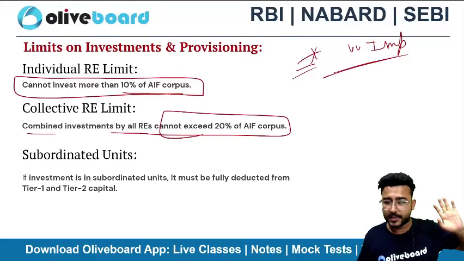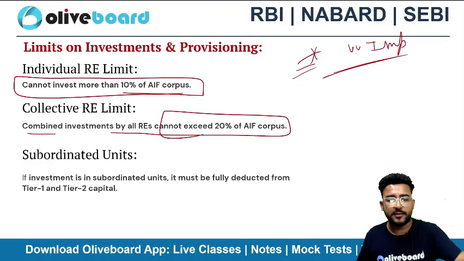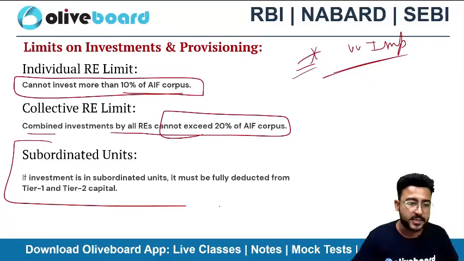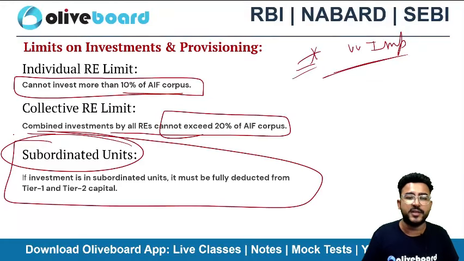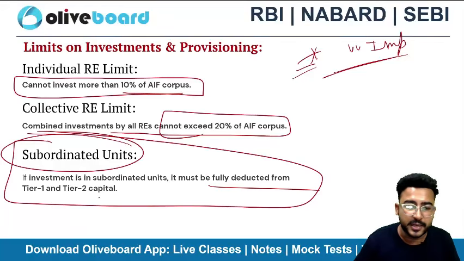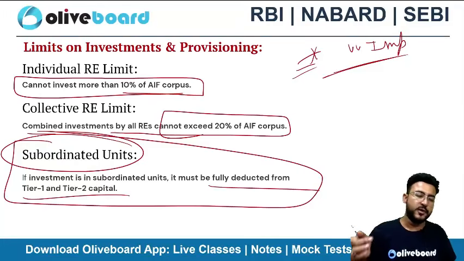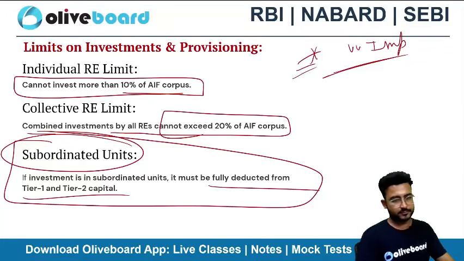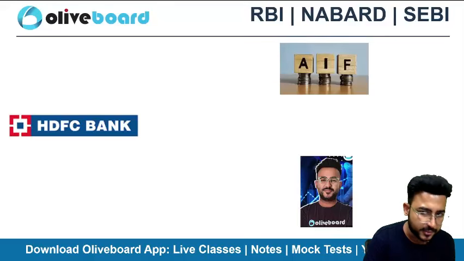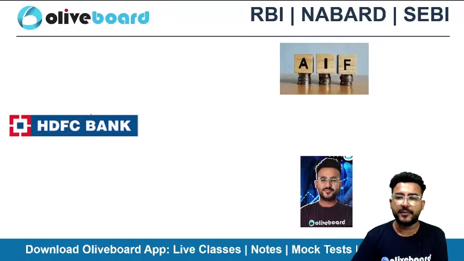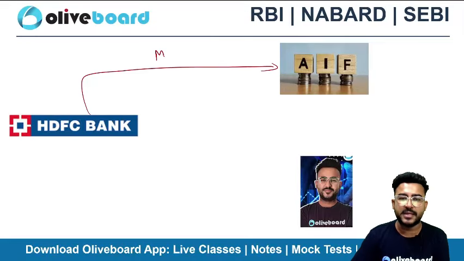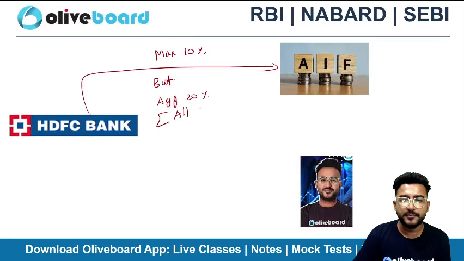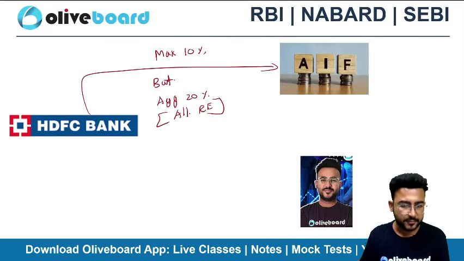That's it. Okay, if a regulated entity has subscribed to some subordinated units of the AIF, you need to fully deduct those subordinated units from tier 1 and tier 2 capital. HDFC Bank investing in this AIF, max limit 10%. But aggregate limit 20%. That means all RE. That's my chart. That's it.